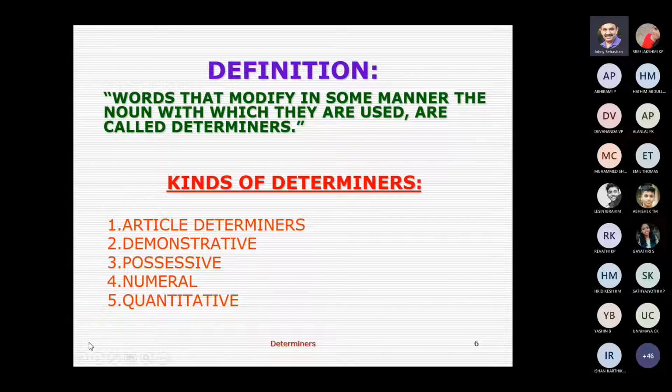Again, the definition. Words that modify in some manner the noun with which they are used are called determiners. This is another definition. The words that modify, which qualify, or which determine, which limit in some manner the noun with which they are used are called determiners. So you can study this definition, because nowadays multiple choice questions are coming, therefore this is required.